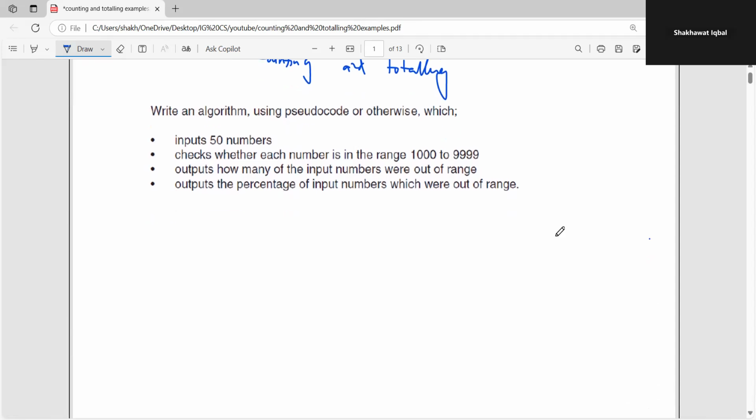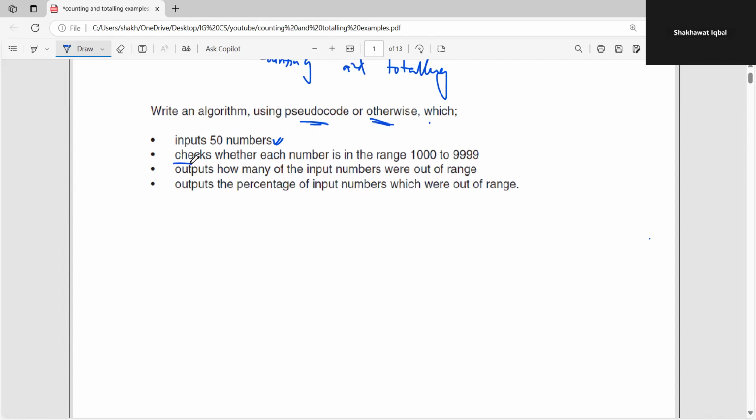Let's look at the first question. Write an algorithm using pseudocode or otherwise. Otherwise means you can write using Python, or you can write using a flowchart. Here we are not using Python or flowchart, we are using pseudocode. The algorithm will input 50 numbers. That means you have to use a loop, right? You have to input 50 numbers one by one.